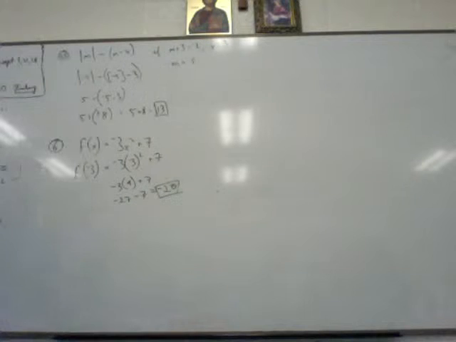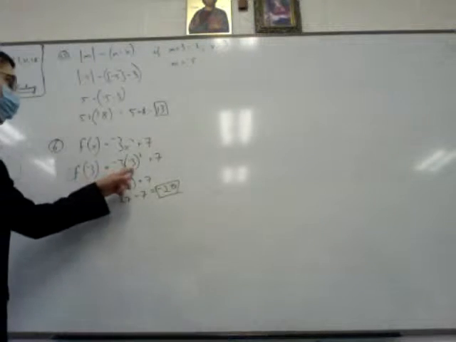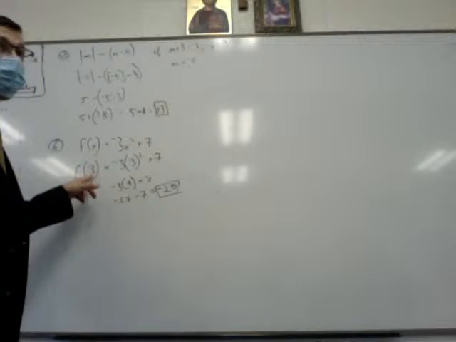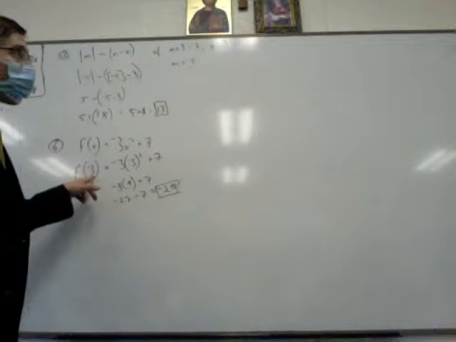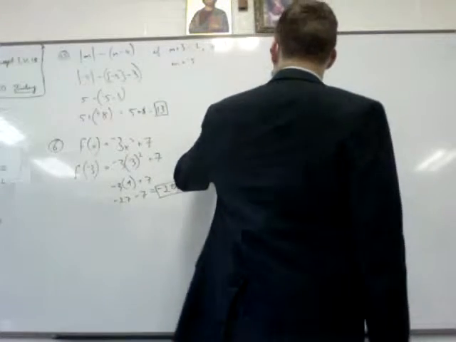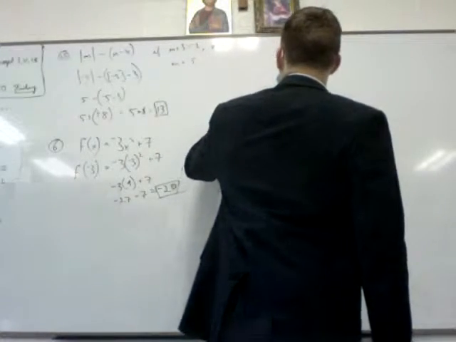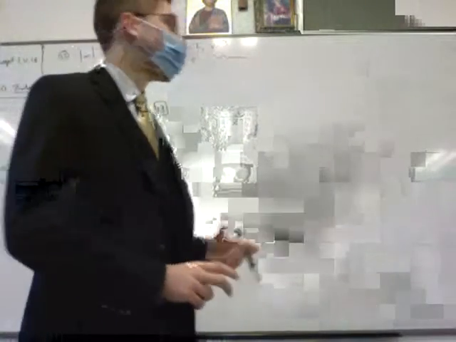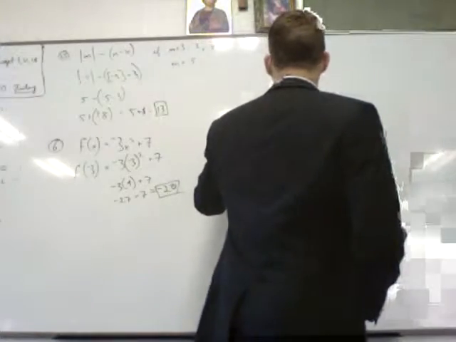How do we know to add parentheses? You should always be adding parentheses, especially when the value that you're substituting is negative. For example, let's say it's x squared. X squared means whatever the value of x is, we're going to square that. So if x is 2, 2 squared is 4.